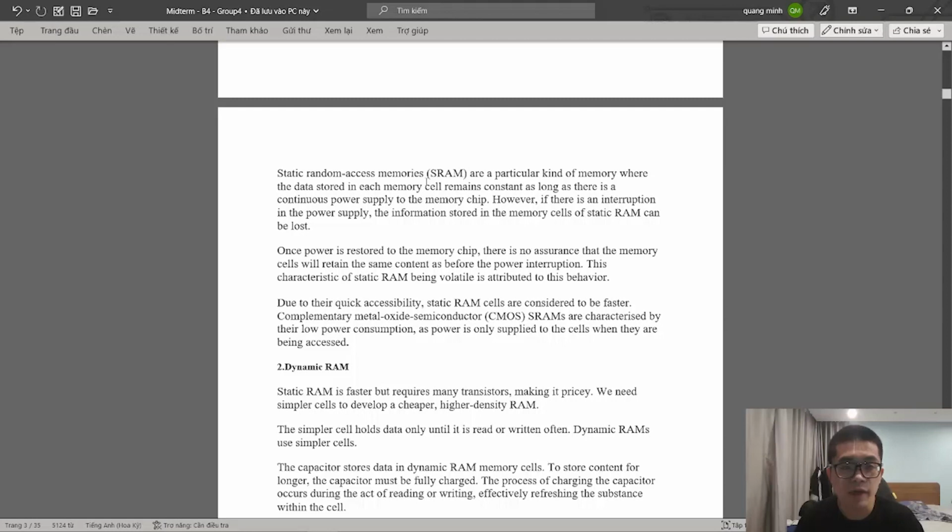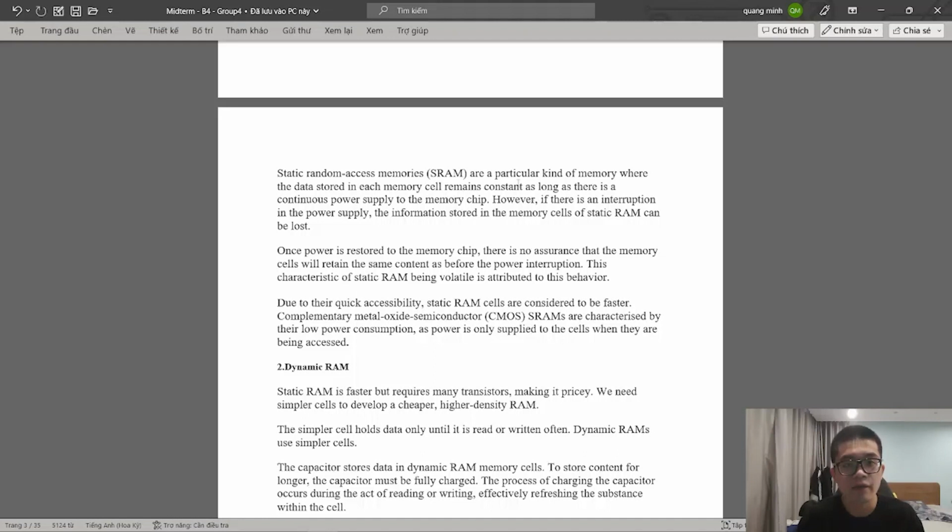The static random access memory, or we can call it SRAM, is a particular kind of memory where the data stored in each memory cell remains constant as long as there is a continuous power supply to the memory chip. However, if there is an interruption in the power supply, the information stored in the memory cells can be lost. Once power is restored to the memory chip, there is no assurance that the memory cell will retain the same content as before the power interruption. This characteristic of static RAM being volatile is attributed to its behavior.